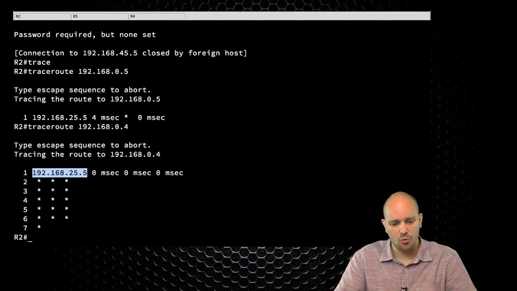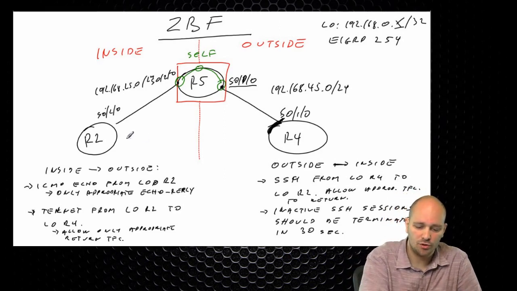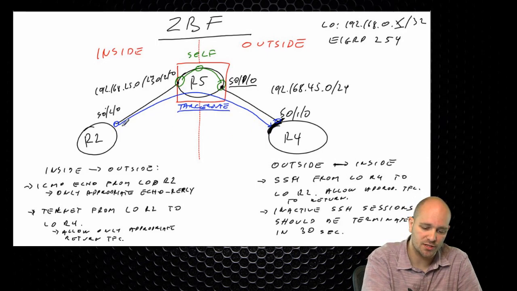Let's now add to our firewall another rule. Let's allow traceroute from this interface to this interface to go through R5. So this is going to be the traceroute here. And I want this to be the source interface, this to be the destination interface, but I do not want to inspect it. So I want to just use the pass.